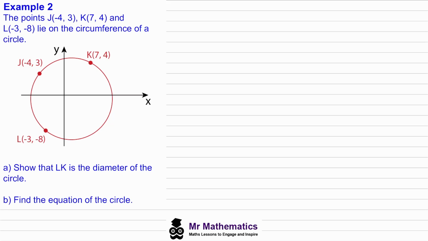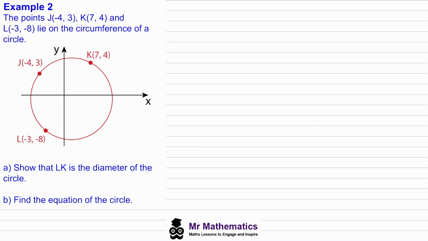Hi everybody. So this is my second video on my series of circles and 3 points along with circumference. So in example 2, we're told that the points J is at -4 and 3, K is at the point 7 and 4, and L is at the point -3 and -8, and these lie along the circumference of a circle. For part A, we've been asked to show that L to K is the diameter of a circle, and then for part B, we've been asked to find the equation of a circle.